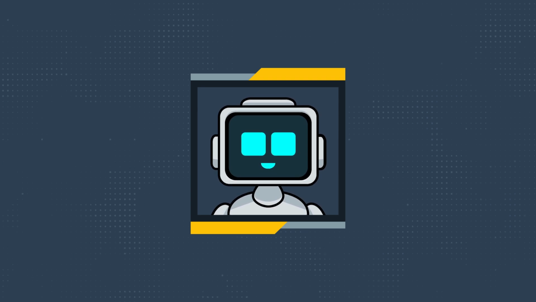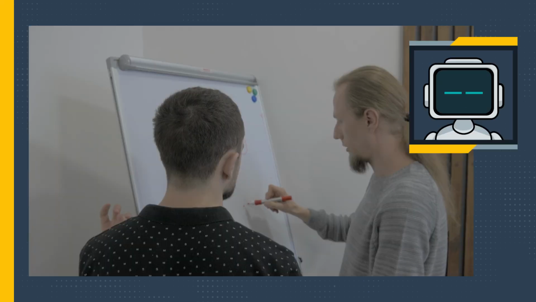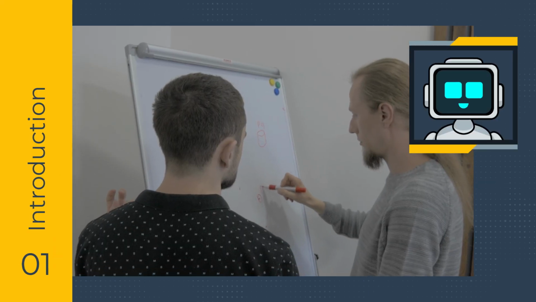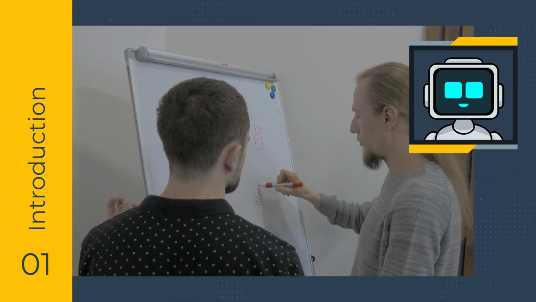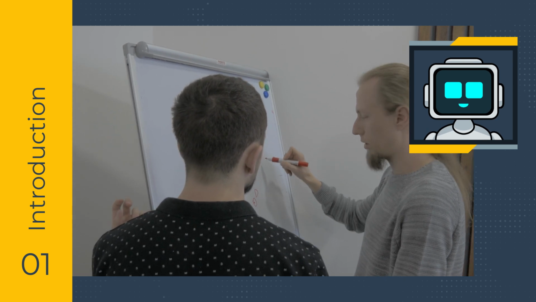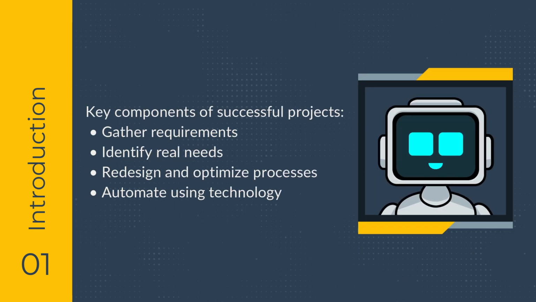Today, I will outline critical steps in the software design process and highlight their relevance to home automation. Through my work experiences as a software engineer, I've come to appreciate the importance of good software design. A successful project always involves gathering requirements, identifying real needs, redesigning and optimizing processes, and finally implementing the software.